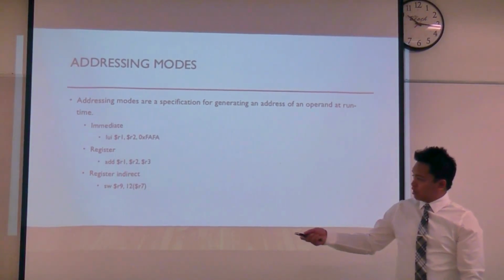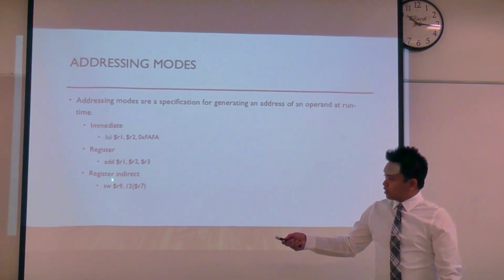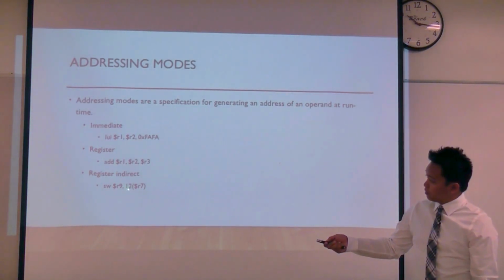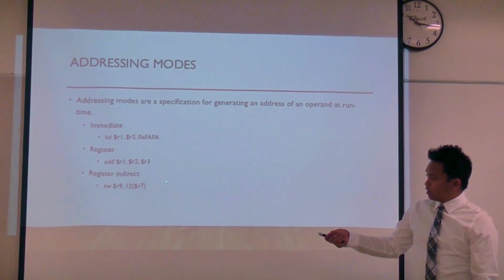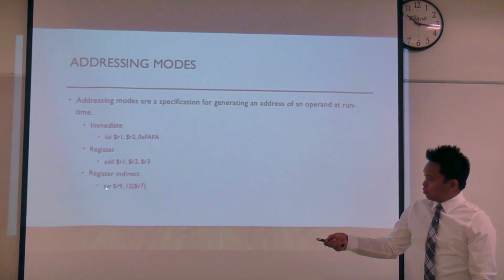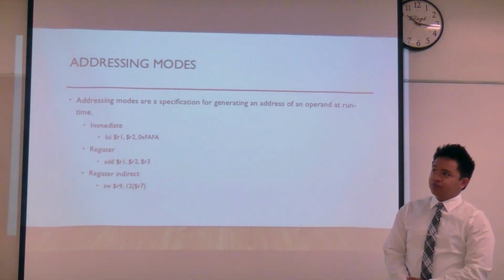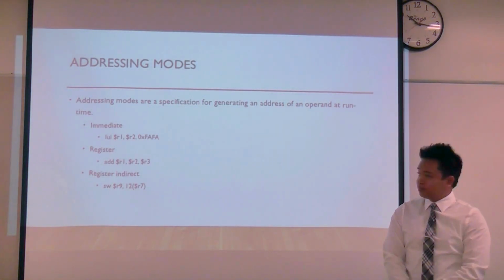Register indirect is an instance when a register is used as the base index, and we add a 16-bit immediate offset to the register, and that will be calculated as our effective address, in which we store a word from R9 located at the address R7 plus 12 times 36.